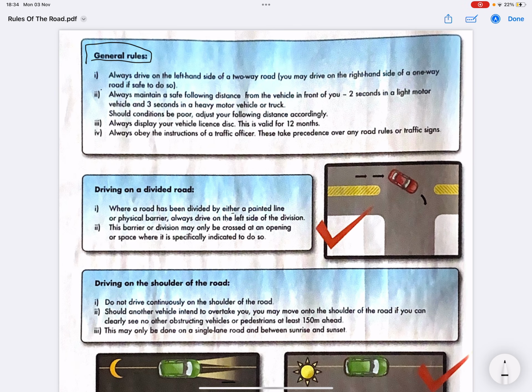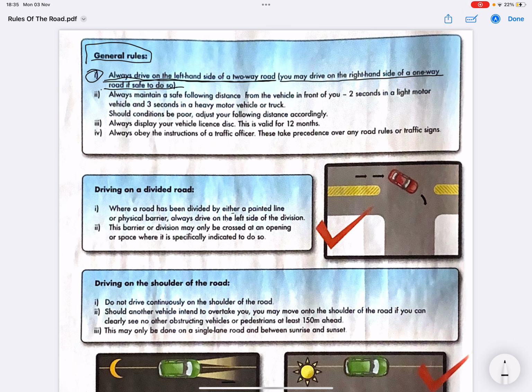These are general rules. Under no circumstances do they change. The first one: always drive on the left hand side of a two-way road. You may drive on the right hand side of a one-way road if it is safe to do so.